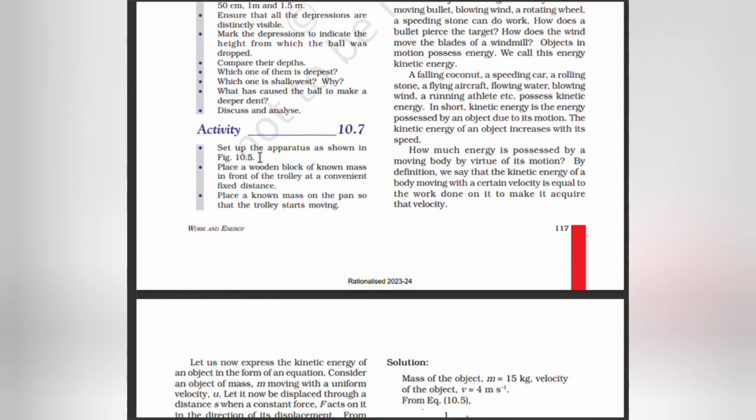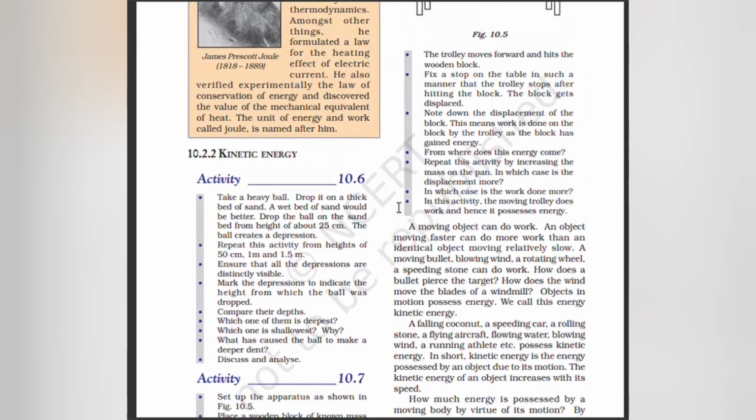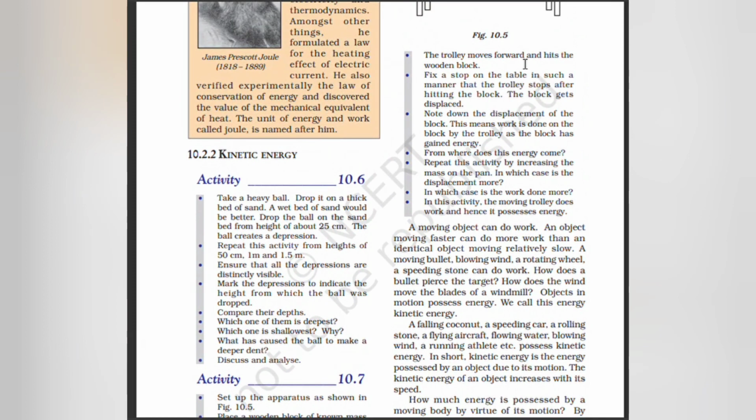Set up the apparatus as shown. Place a wooden block of known mass in front of the trolley at a convenient distance. Place a known mass on the pan so that the trolley starts moving. The trolley moves forward and hits the wooden block. Fix a stop on the table in such a manner that the trolley stops after hitting the block. The block gets displaced. Note down the displacement of the block. This means work is done on the block by the trolley, as the block has gained energy.